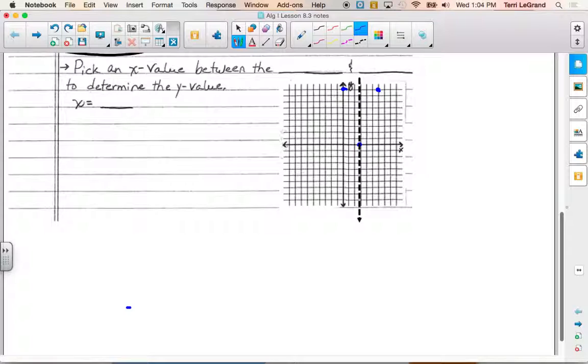So what we're going to do instead is, since those points are so far apart, pick an x value that's between the vertex and either that point's x value or that point's x value. So in this case, we're going to pick an x value between the vertex and the y-intercept. What x value could we use that's somewhere between the vertex where the x value is 3 and the y-intercept where the x value is 0? So let's pick an x value somewhere in between there. 2, okay. How about x equals 1? Yeah, how about x equals 1?